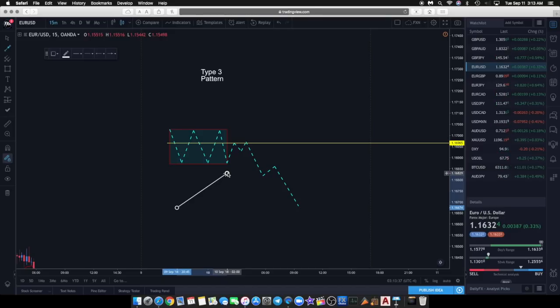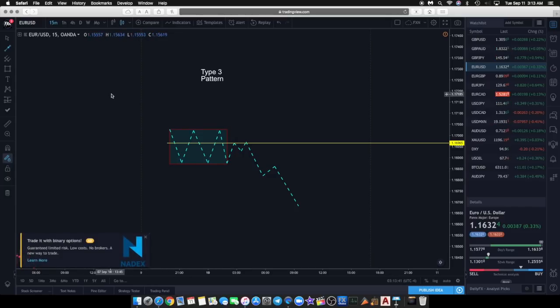Now what I'm going to do is I'm going to show you those patterns on an actual chart so you can see what they look like when you have candles on them. All right, so let's go ahead and take a look at those now.